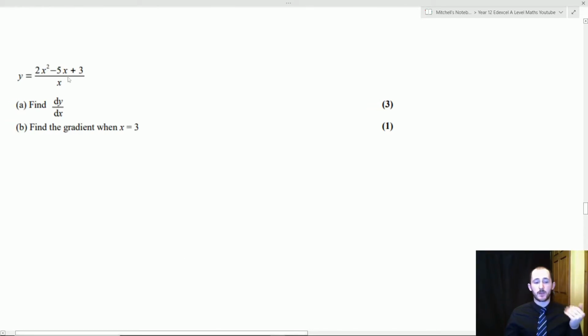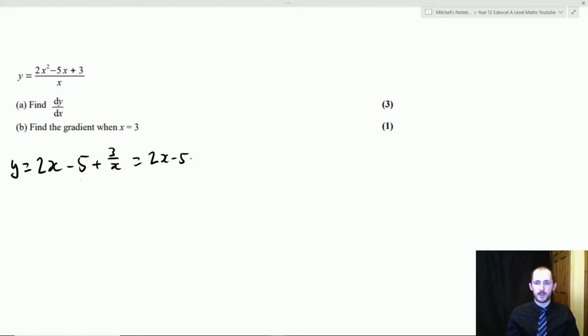The next style of question they can give you is something that looks something like this. This is where some students can get a bit confused. What I'd recommend doing is, if we have a divide by x, all we do is divide everything on top by x. So that would be 2x to the power of 1 minus 5 and then plus 3 over x, which is the same as just having 2x minus 5 plus 3x to the minus 1.